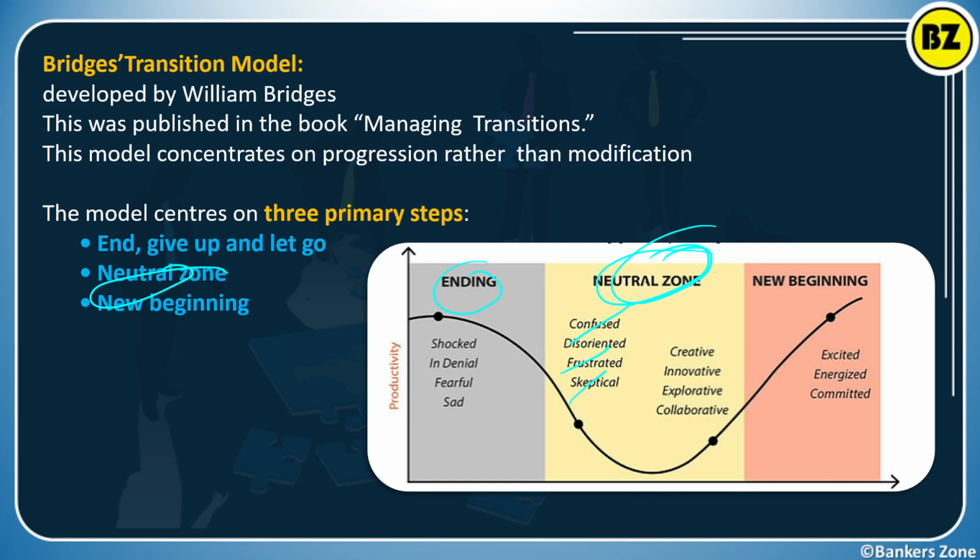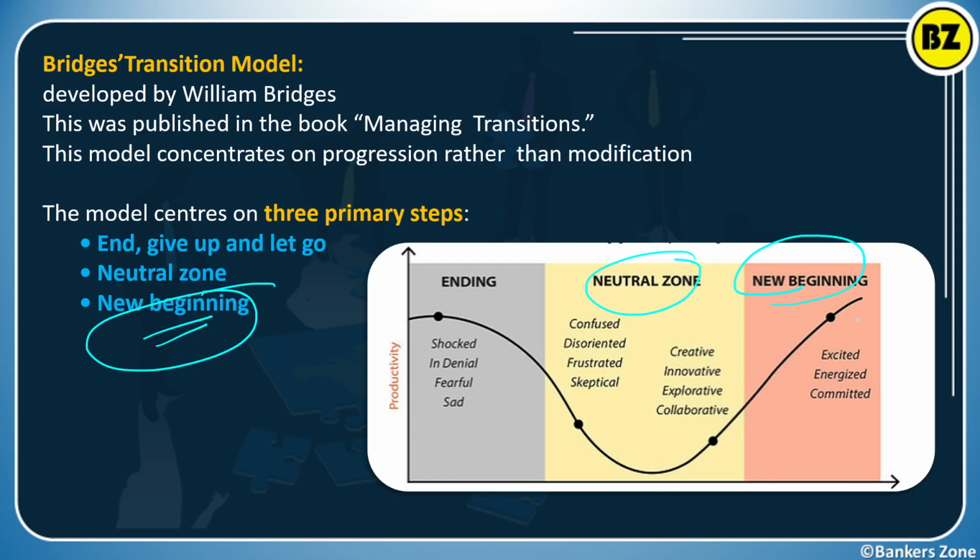Okay, so this is the neutral zone. Once you become neutral, you have to accept whatever the changes in the organization, and you have to start the new beginning. The new beginning will be excited, energized, and committed to accept the changes. Okay, so it is very easy. Nothing has to be remembered from this. You only have to remember the image. Once you know the image, you can easily make it.